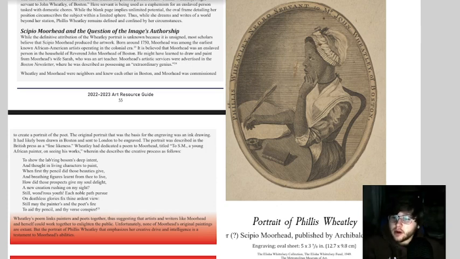Wheatley had dedicated a poem to Moorhead titled To S.M., a young African painter, on seeing his works, wherein she described the creative process as follows.